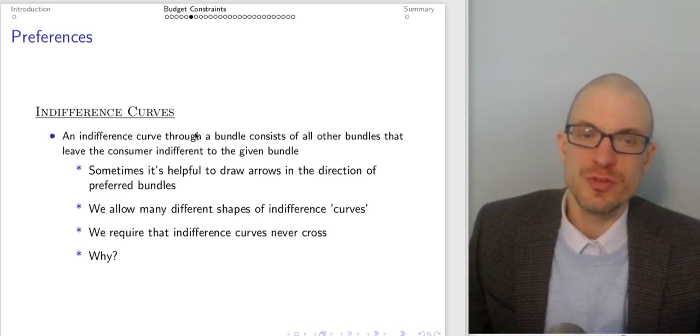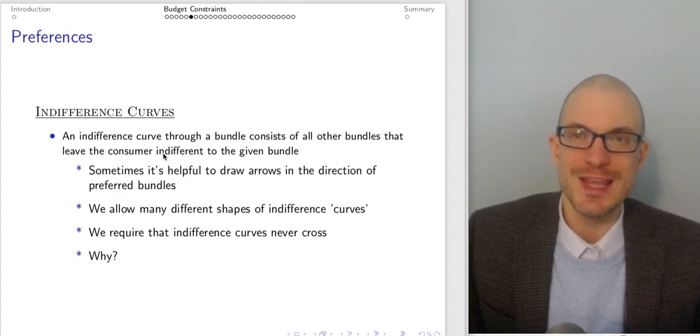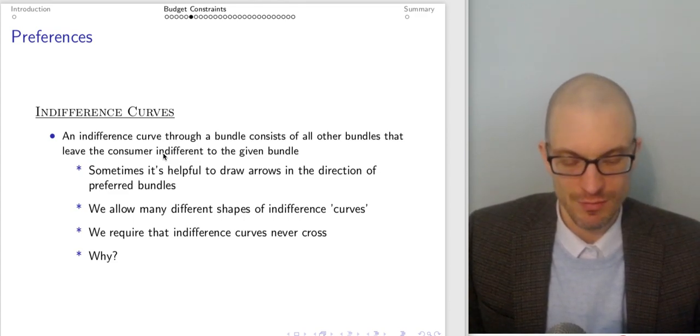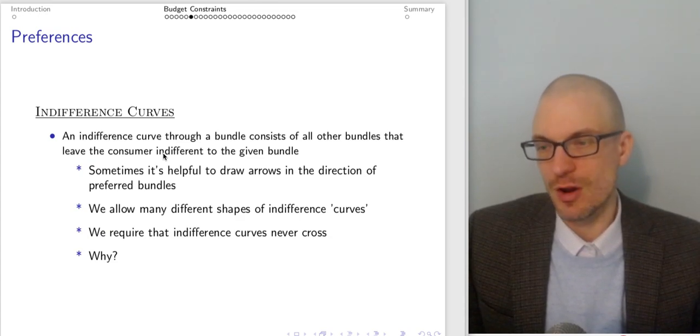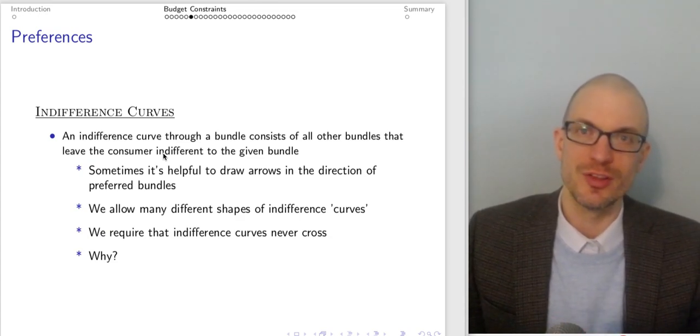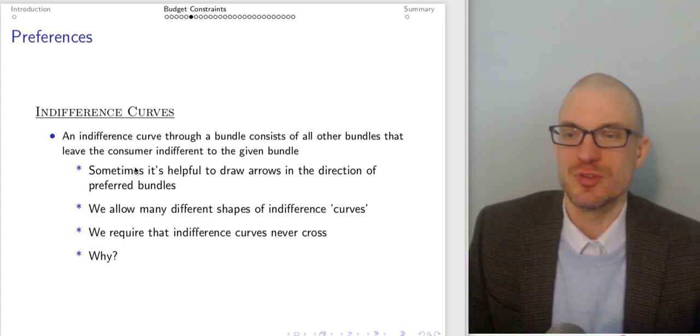The indifference curve through the bundle, the important thing is it's going to go through all the other bundles that leave the consumer indifferent to the given bundle. So the indifference curve is going to contain all the bundles that are as good as the one you've got. That is, you like the same as the one you've got.